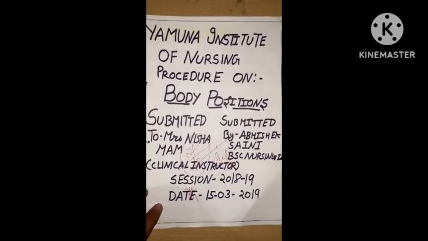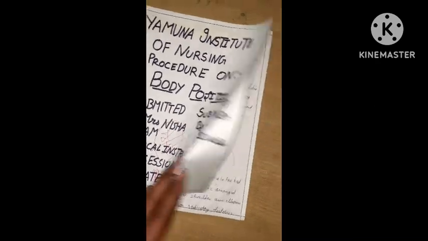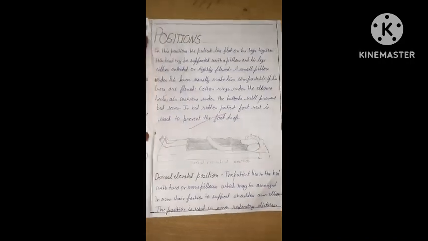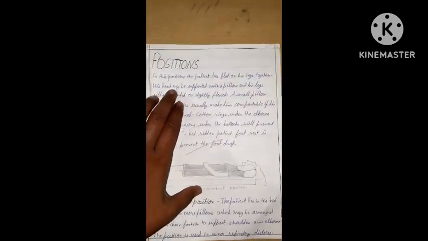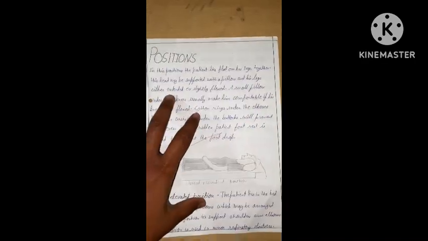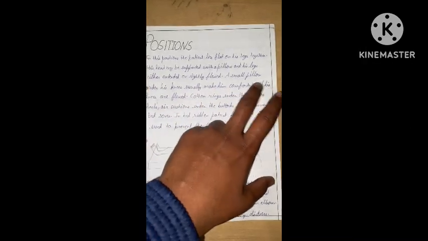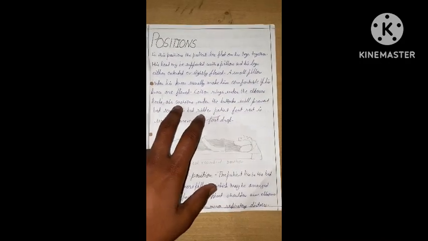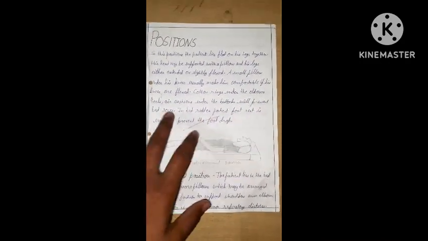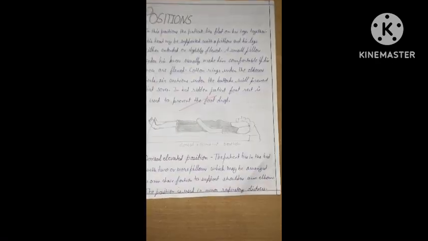Today's topic is procedures on body position, BSc Nursing first year, Community Health Nursing topic, Nursing Foundation topic. So the first of all is position. What is position? In this position, the patient lies flat with legs together. His head may be supported with a pillow and his legs either extended or slightly flexed. A small pillow under his knees usually makes him comfortable if his knees are flexed. Cotton rings under the elbows and heels, and an air cushion under the buttocks, will prevent bed sore. In a bedridden patient, a foot rest is used to prevent foot drop.